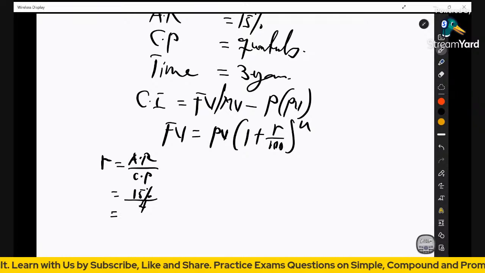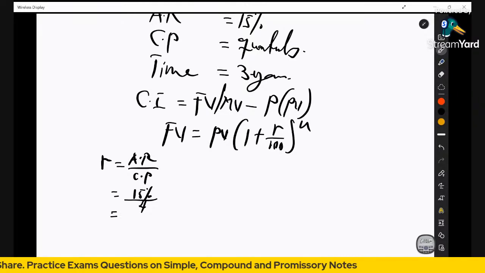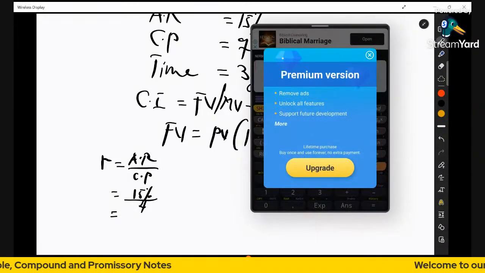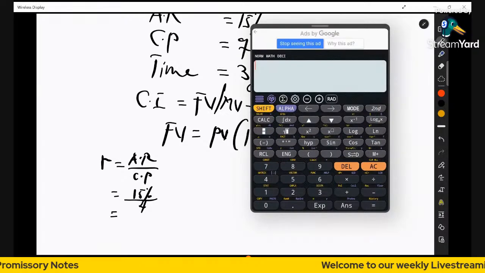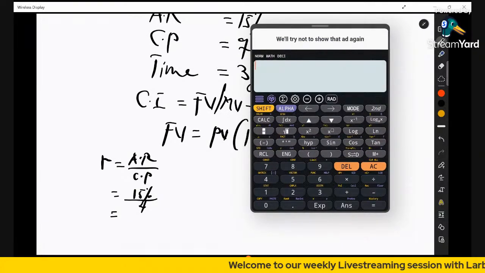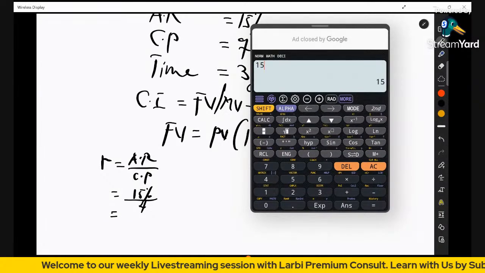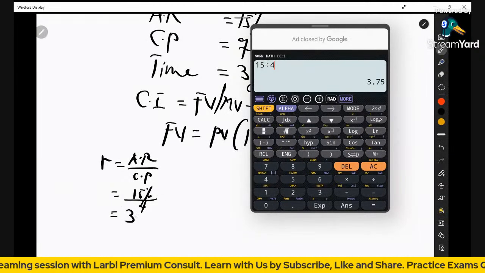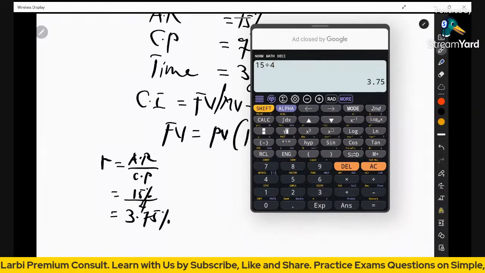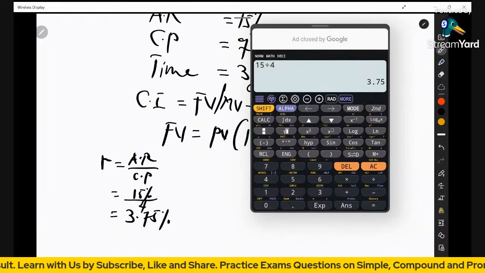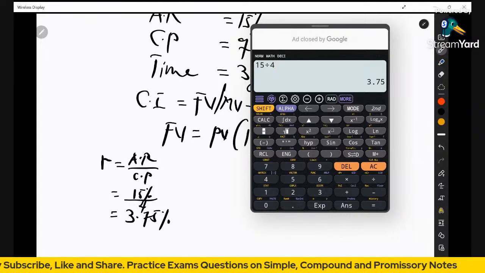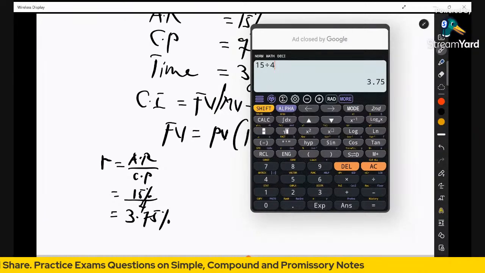Okay, so I have my calculator here. I hope I can be heard loud and clear. So we have 15 divided by 4. We are getting 3.75%. And that will become our periodic interest rate for quarterly, right? Okay, so once we get that, it is fine.